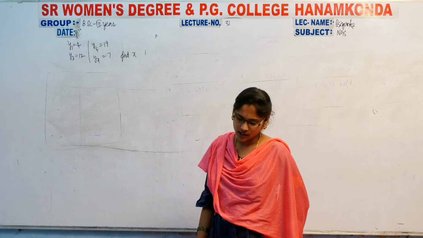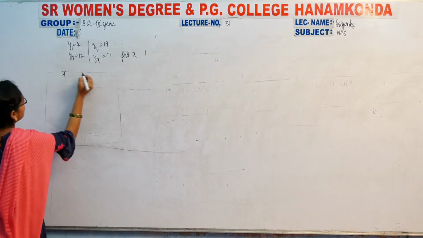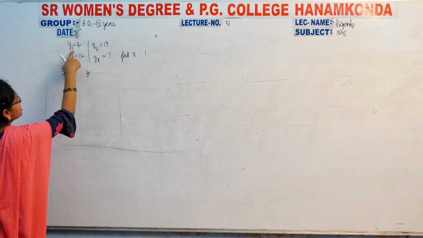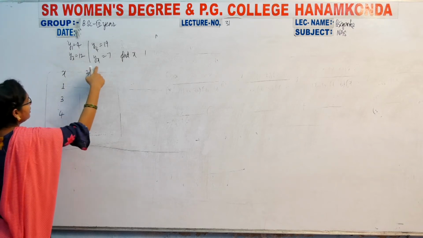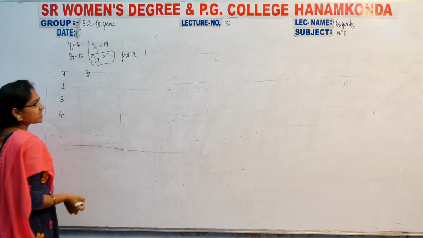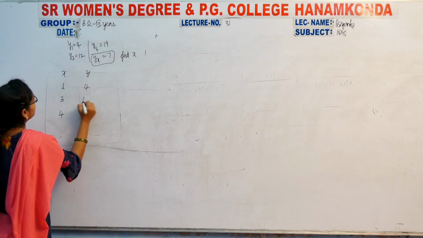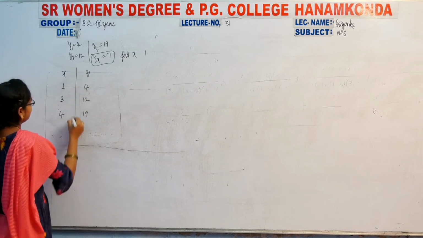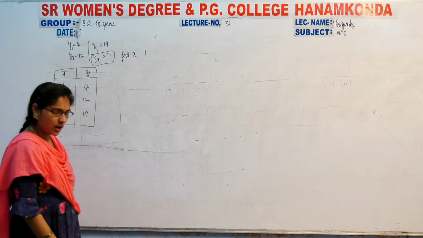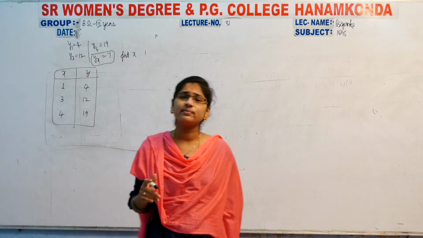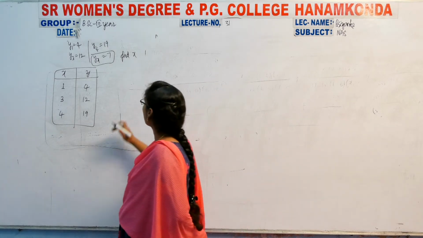Okay, so they are asking to find x. Actually here we have to take the table of x values and y values. X is 1, 3, 4, and we don't know about this one; we have to find the x value here. Next, for 1 the value is 4, for 3 it is 12, and then 19. This is the table I have. And here we have to find the x value, which means reverse. So that's why I am taking that.